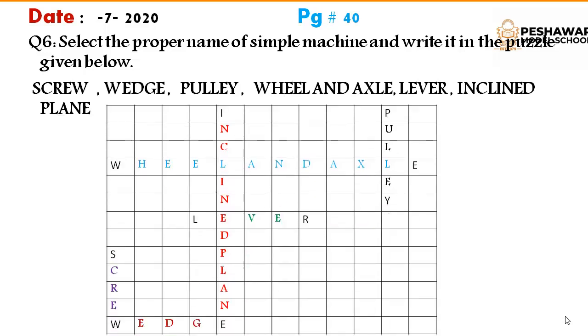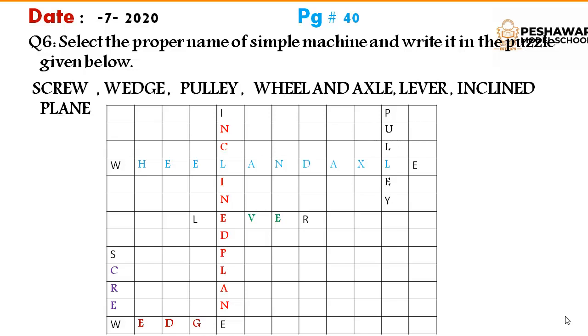I have solved this puzzle for you so that you can do it easily. Wheel and axle, lever, wedge, inclined plane, pulley, screw. So write it in your puzzle with very neat and clean handwriting.